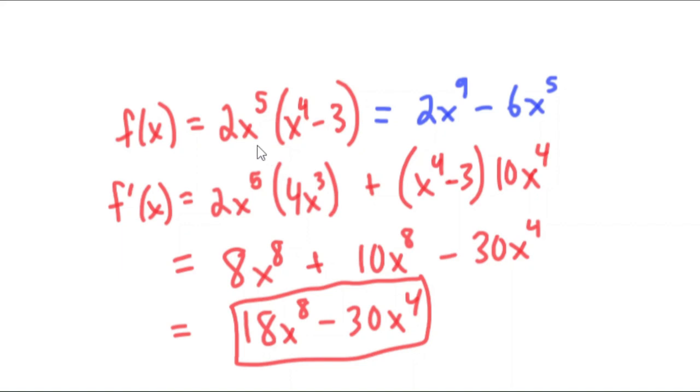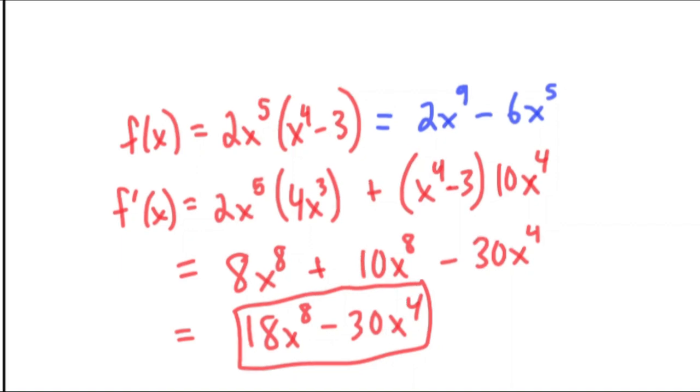That's that. So one way of doing this problem would be to use the product rule, right? We could do this times the derivative of this plus this times the derivative of this. That's what we did right here. And then we simplified and we simplified down to here. Another way would be to distribute it ahead of time like this and then take the derivative. So go straight from here to taking the derivative, you get this. Okay, so our answer is 18x to the eighth minus 30x to the fourth.